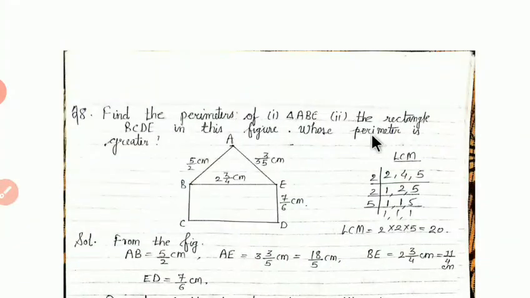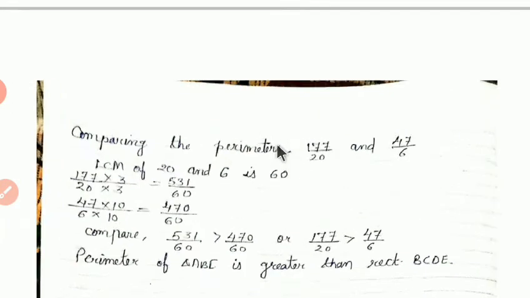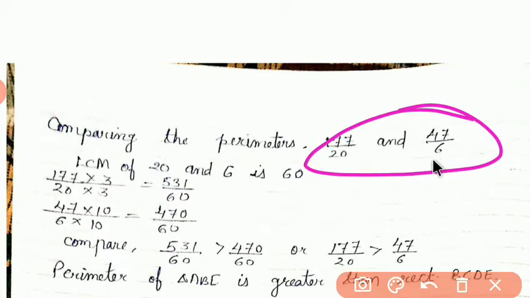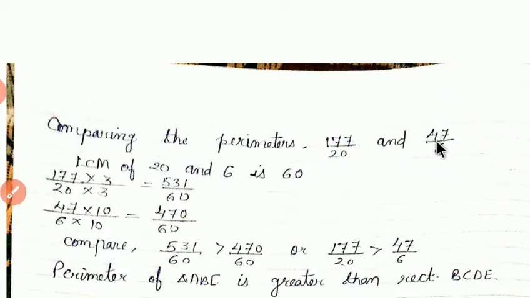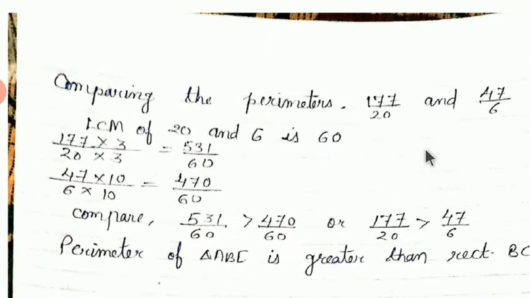After finding the perimeter we have to see whose perimeter is greater. Now we'll compare the perimeter. So the perimeter of the triangle is 177 by 20 and the rectangle is 47 by 6. Here you can see neither the numerators are equal nor the denominators are equal, so it is not easy to compare this. For that we have to make the denominators equal. So for making the denominator equal we will take its LCM.